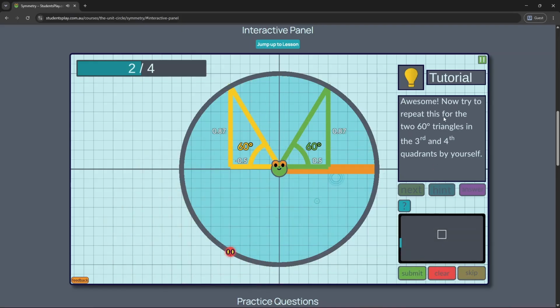Awesome. Now try to repeat this for the two 60-degree triangles in the third and fourth quadrants by yourself. So we make ones down here. Well, if we want 60 degrees in here, we'll have to go to 180 and then go an extra 60. So 180 plus 60 would be 240. Nice.